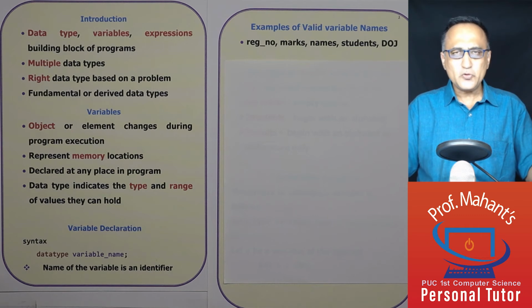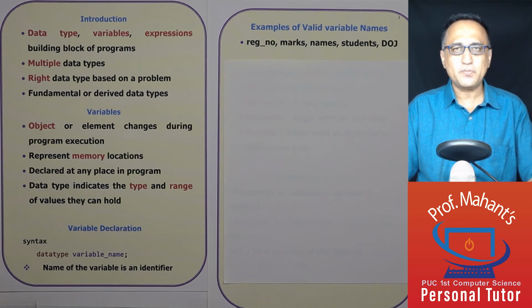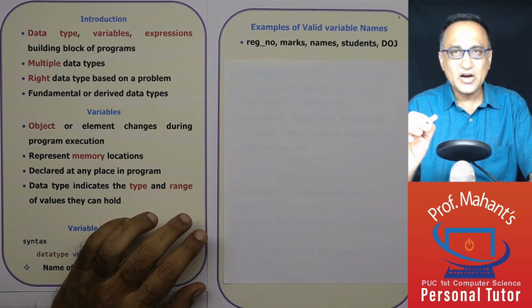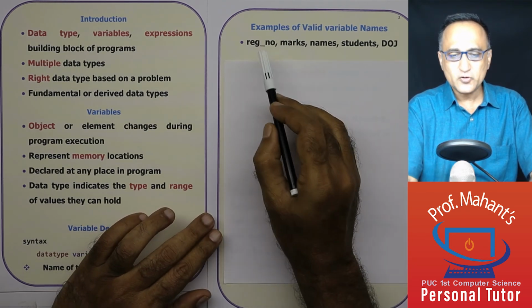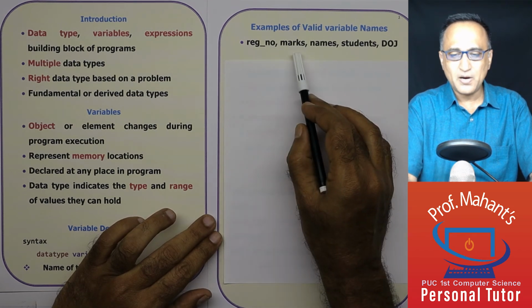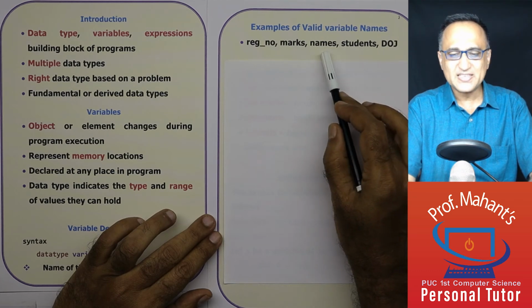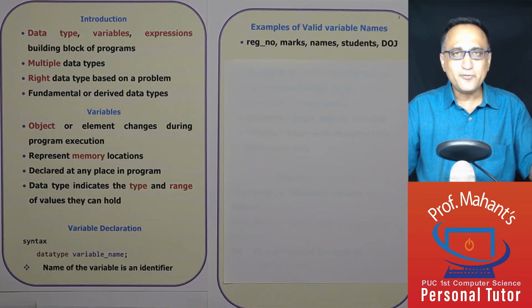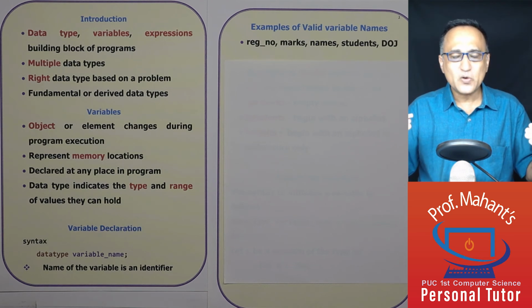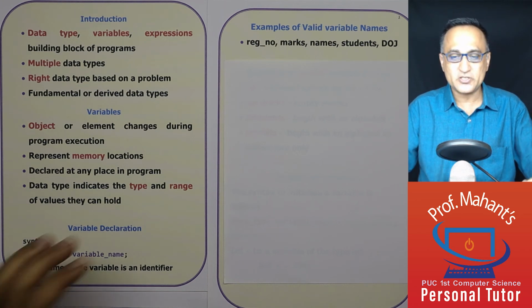Suppose I'm storing your roll number, I'm accepting your roll number. Don't give the variable name as RN or RO because it's not clear what it stands for. Give full meaningful names like ROLL underscore number. Similarly for registration number, marks, names of students, and date of joining, don't give just S, N, M, R. Give meaningful names. Just as me and you have names, why are names given to us? So that we are easily identified. Similarly, variables or memory locations are given names so that we can identify, work with, and process them.